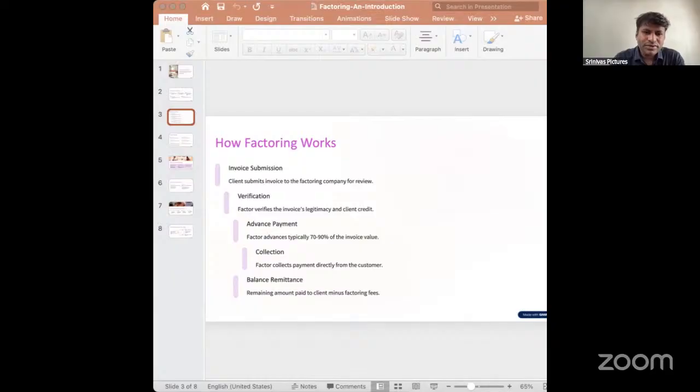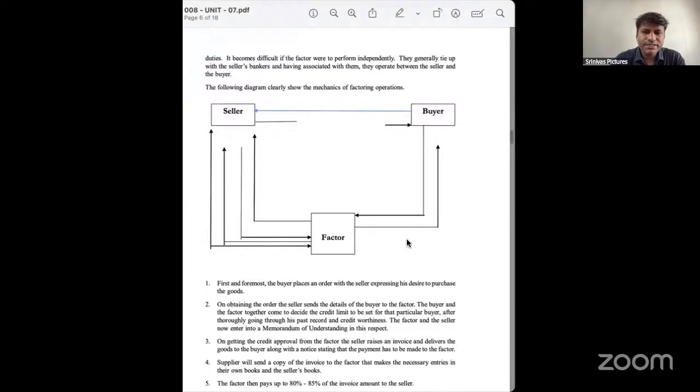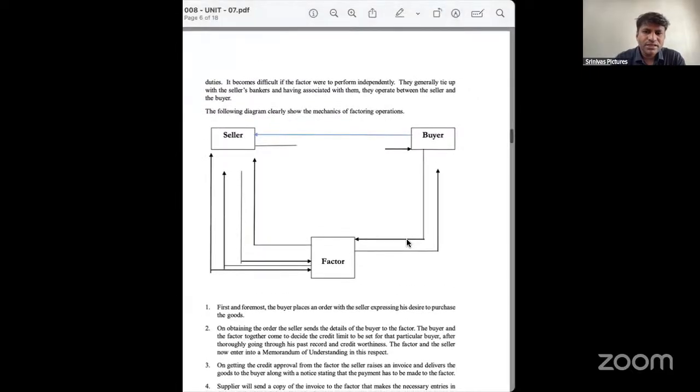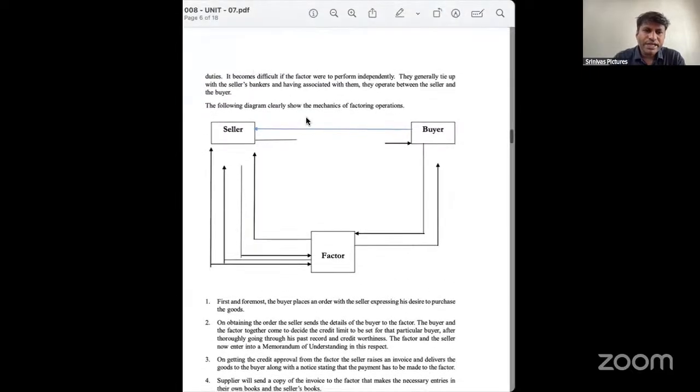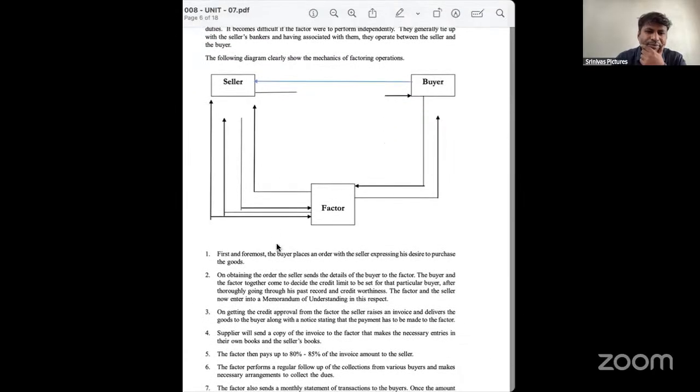Here, first, I will explain that with the help of one diagram. I will share it also. See, here I shared it. The following diagram clearly shows the mechanics of the factoring option.